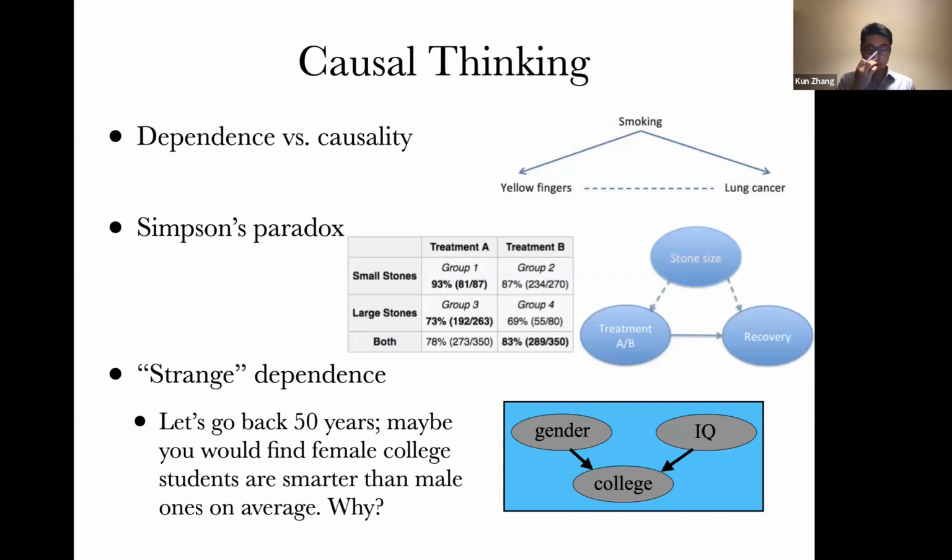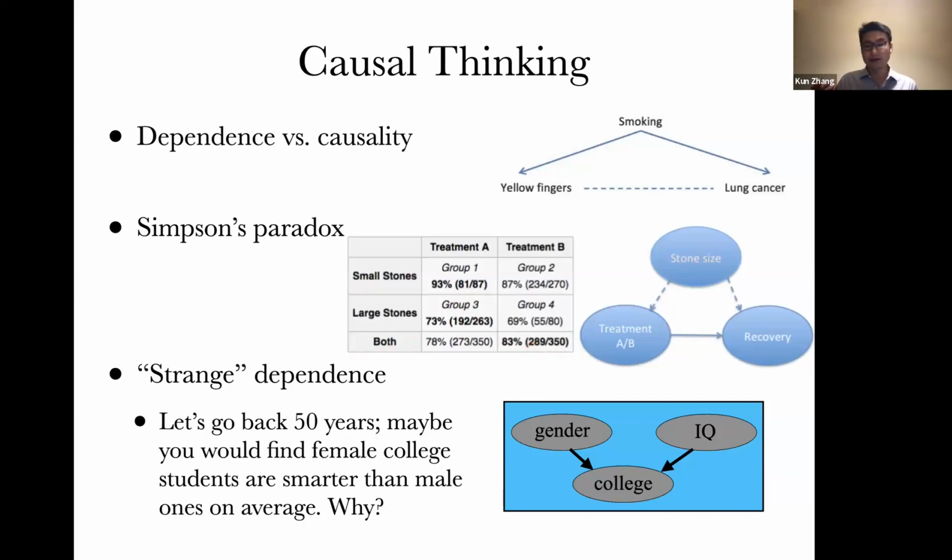The second one is known as Simpson's paradox. As you can see from here, this is a real data set. We have two patients with kidney stones. One of them has small stones and the other has large stones. And we have two treatments. For each group, as you can see from the recovery rate, A seemed to be better. However, if you merge the data, then all of a sudden B seemed to be better, as you can see from the higher recovery rate.